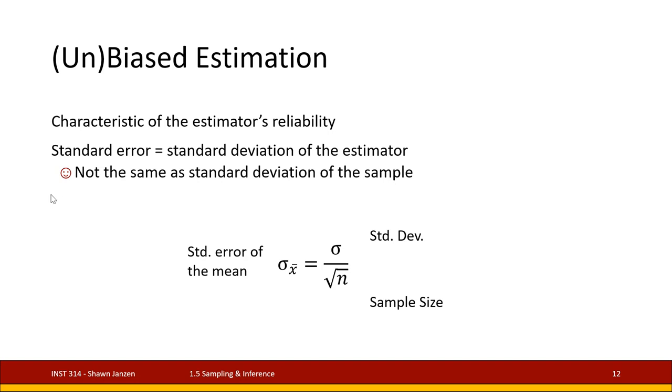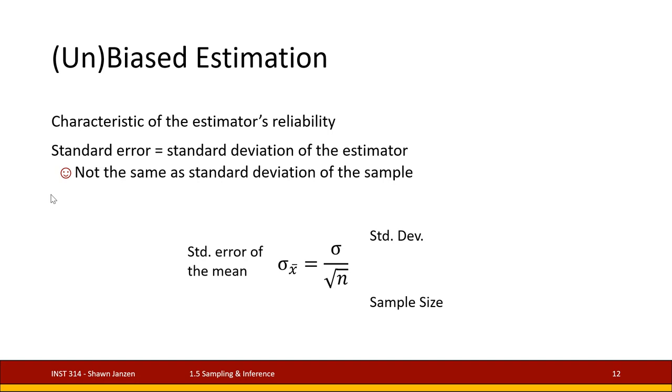Let's go ahead and talk about bias and unbiased estimation. It's a characteristic of an estimator's reliability. What does that mean? What we said before, that there's some amount of error, some amount that we're going to be off when we pull our estimates as we're trying to estimate the population's parameter. And there's what we call the standard deviation of an estimator.